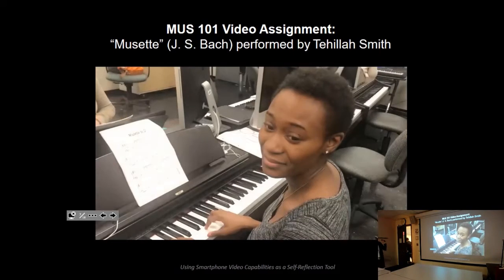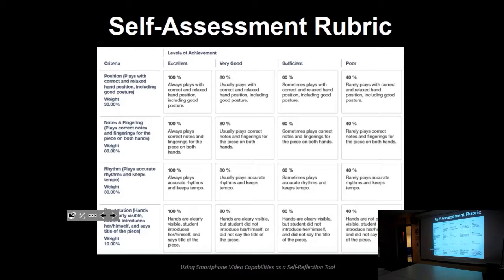Another thing I want to mention is that for these assignments, I give them a self-assessment rubric so they can see what they need to do, which has to do with the goal and the targeted assignment, and I can also grade them based on this. Some of the criteria are that I check even the position of the body and whether they play with relaxed hands. I do 10 videos throughout the semester.